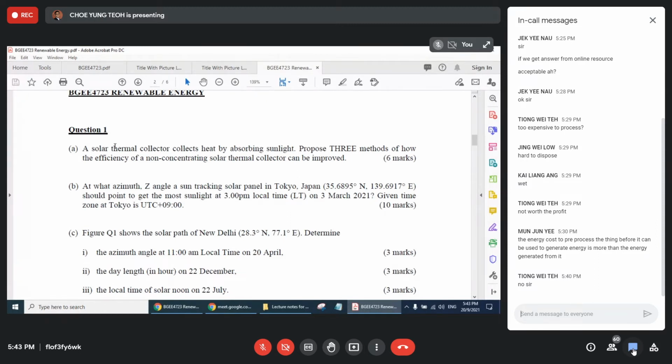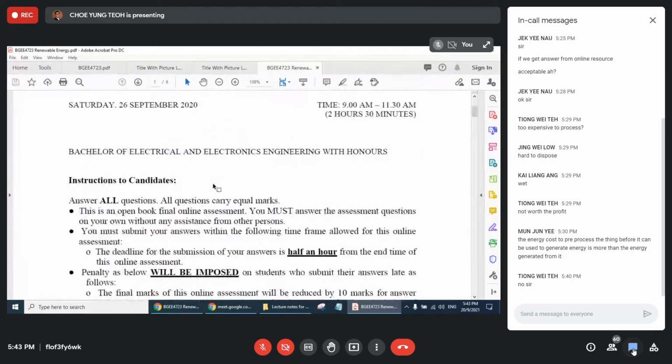So there are a lot of methods. This one is still non-concentrating, but it didn't say that it's stationary. So you can also say that I can install a tracking system so that the panel always faces the sunlight. So a lot of answers you can give. This is just 3, but remember only 2 marks for each of them, so don't talk too much. I'm afraid you will not have enough time to cover everything. So this is the September examination.